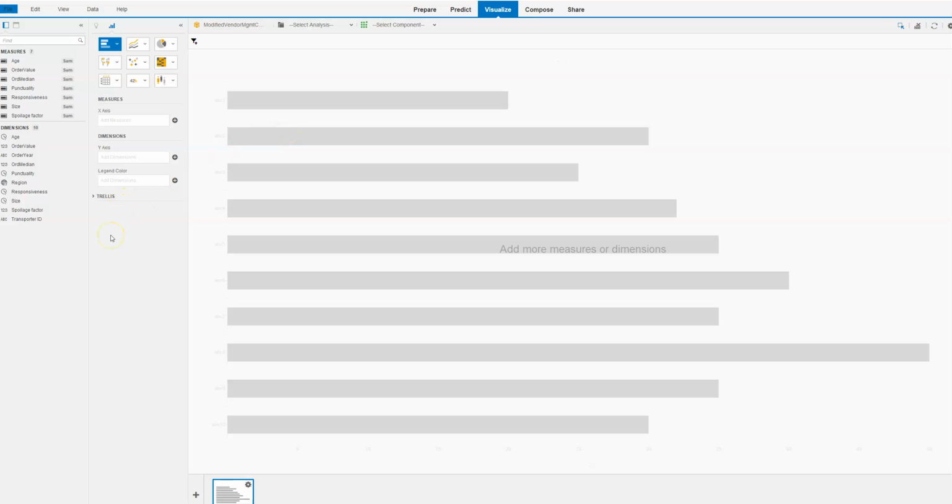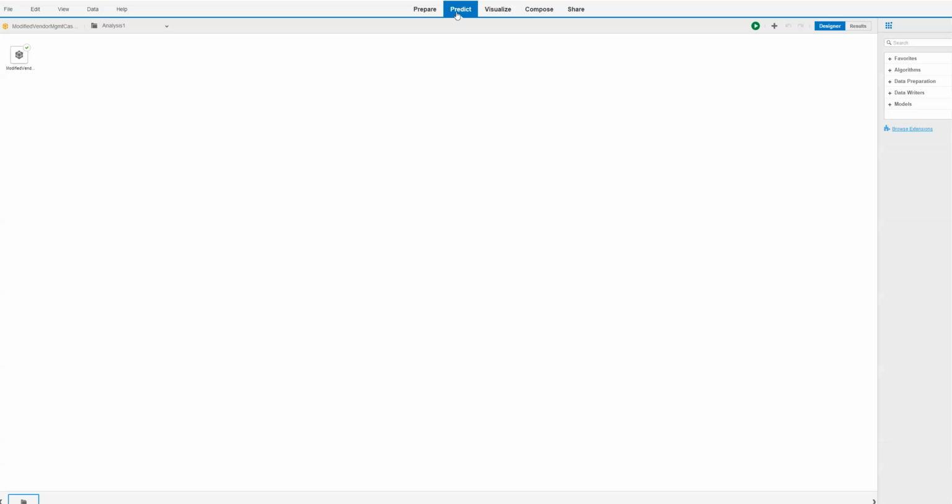So this interface is same as the Lumira, but the big difference is I've got all the models, from neural models to regression models here. So that is my data set.